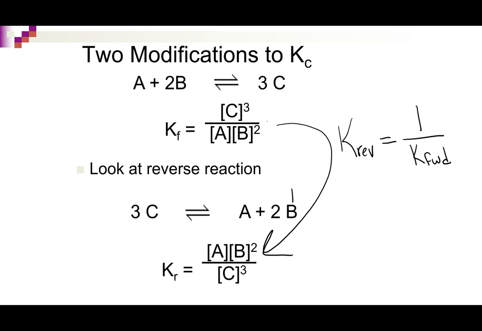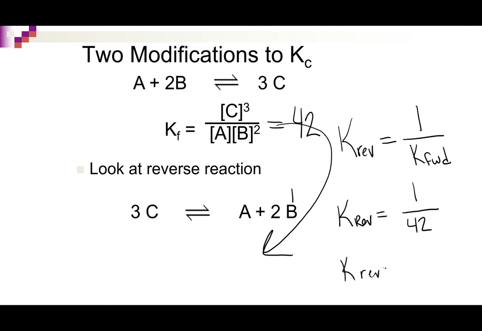So if we had a value for this, if we said, well, the Kf for the forward reaction is 42, for example, and I said, okay, well then what's the K value for the reverse reaction? You would take the reciprocal, 1 divided by 42. So the K for the reverse reaction would be 0.024.